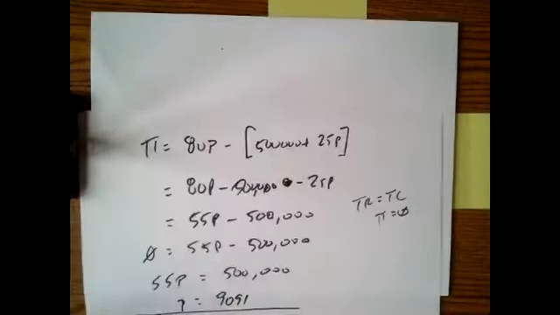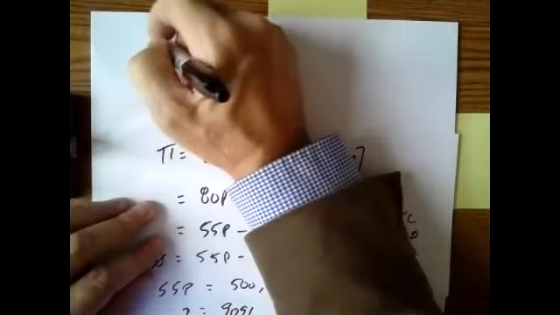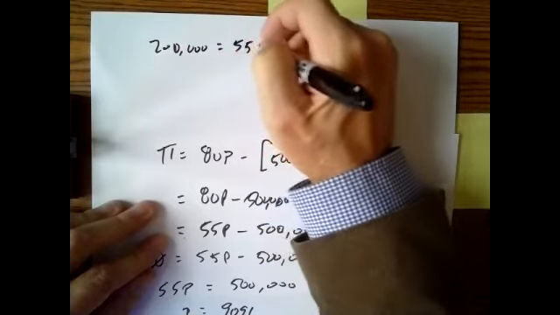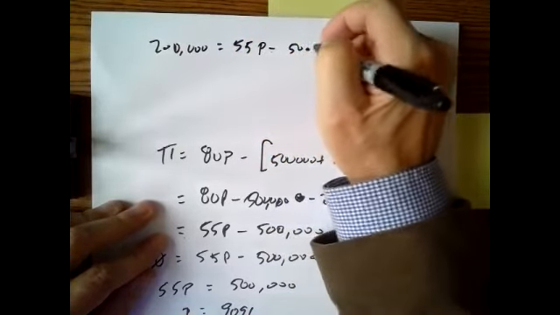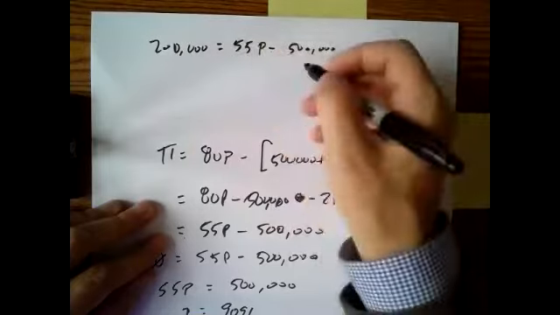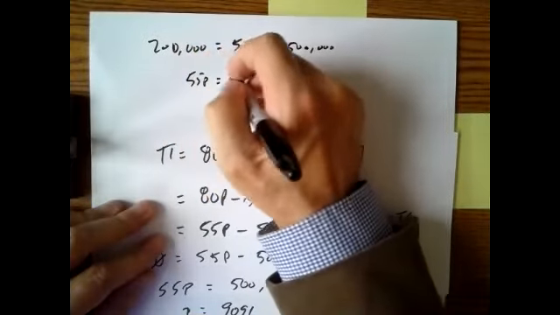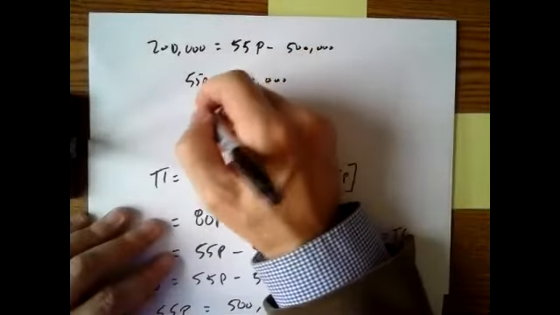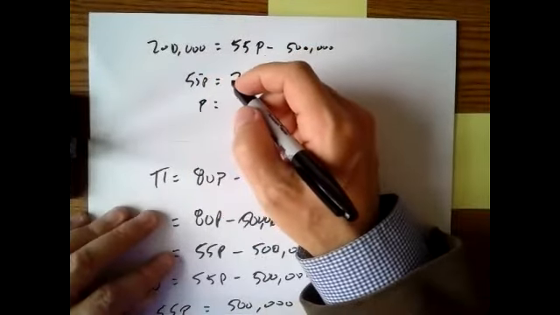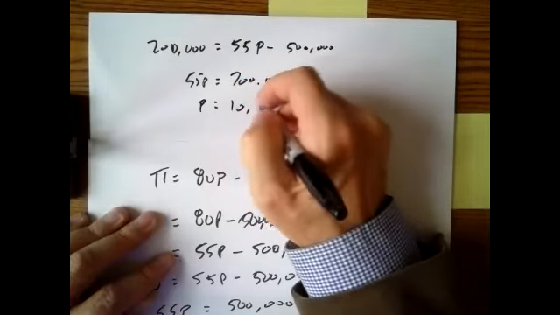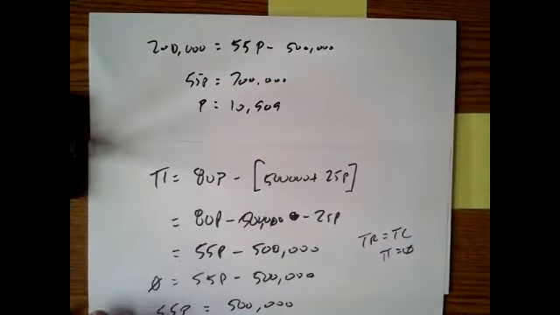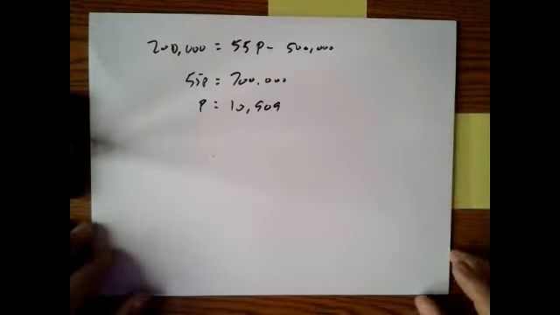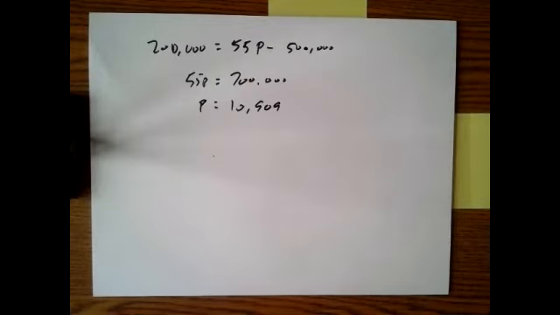And then finally, if we want to make profit 200,000, then it's 200,000 equals 55p minus 500,000. Add 500,000 to both sides, and you get 55p equals 700,000. Divide both sides by 55, and you get p is equal to 12,727 procedures.